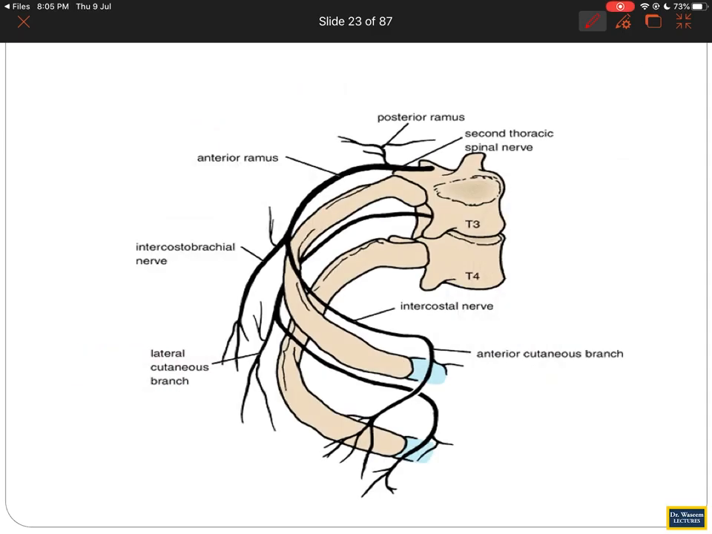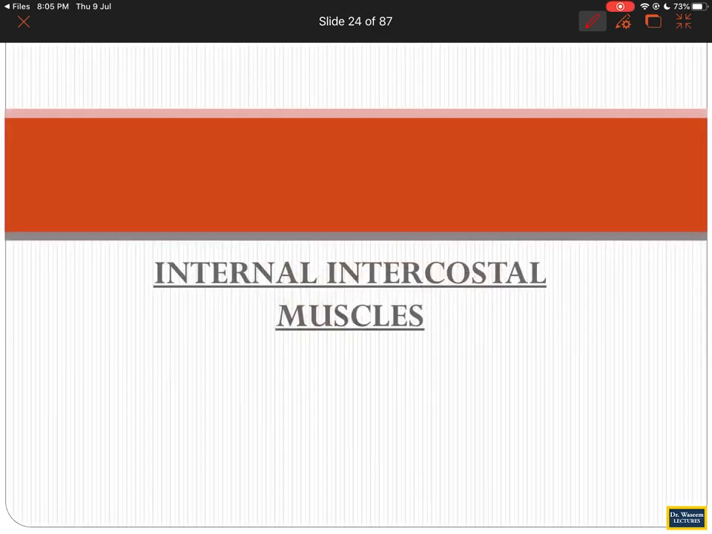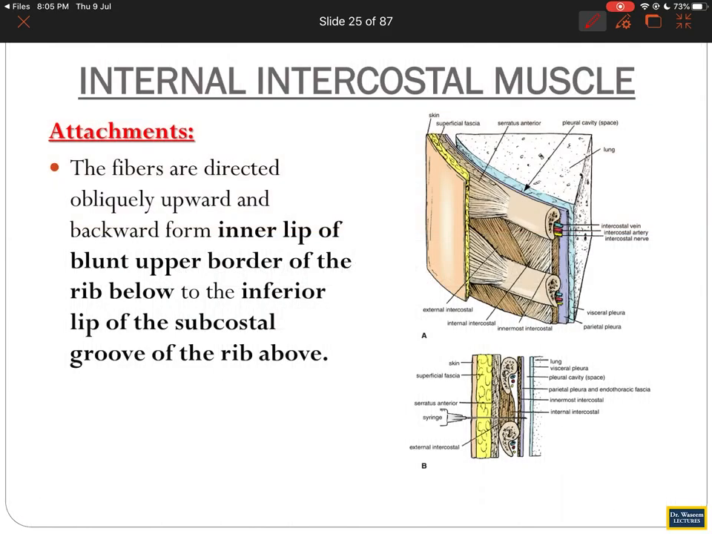After that, the second group is called the internal intercostal muscles. Again you watch here. This time you see the muscles here. The first muscle, which was external intercostal, you see here coming downward obliquely and forward. But the internal intercostal fibers in fact take origin from the rib below and are inserted in the rib above. That means it will take origin from the blunt border, the inner lip, this time you call it the inner lip.